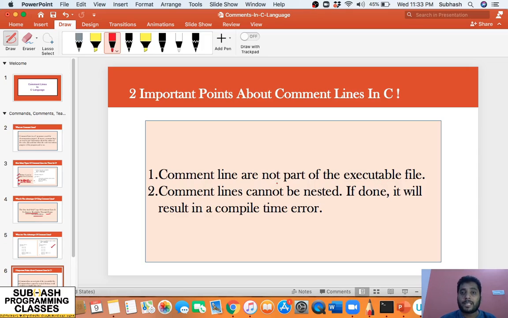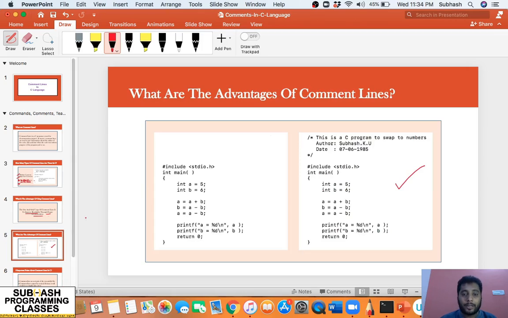Now, what do you mean by this line? Comment lines are not part of the executable file. The meaning is that during compilation, the compiler will not convert your comment lines into binary code. It means comment lines are ignored by the compiler. In simple words, the compiler will not compile these comment lines, because it knows they are used for human beings or programmers to read and understand the code. They are used for documentation purposes and are not executable statements.